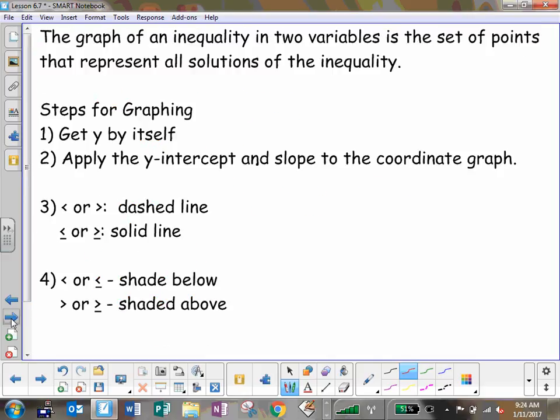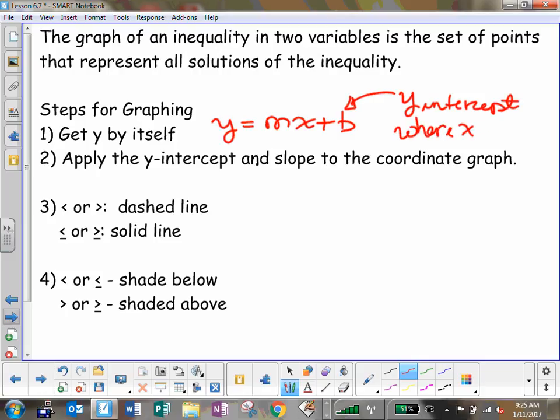Okay, so now we're going to approach those lines. Steps for graphing. Obviously get the y by itself. You want to have it in the form of y equals mx plus b. Let's remember, what is the b? Y-intercept. What does the y-intercept mean? Where x equals 0, where the graph crosses the y-axis. Okay.